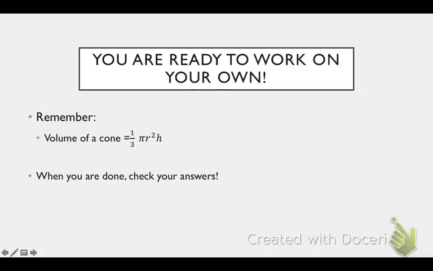All right, so you are ready to work on your own? Remember, volume of a cone is 1/3 pi r squared h. When you are done, check your answers. Again, you need to get less than 2 wrong in order to move on.